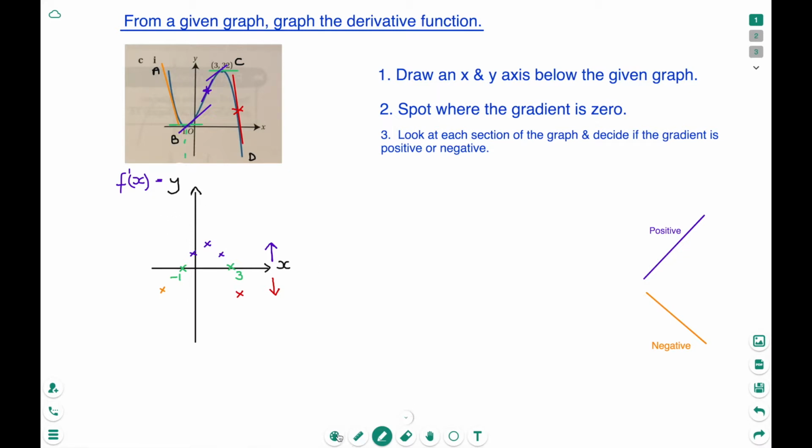Right, so now we can join those points together. We should have a graph, something like that. And there is your graph of the derivative function for C1. Should really be a bit smoother. I'm getting used to this new board.